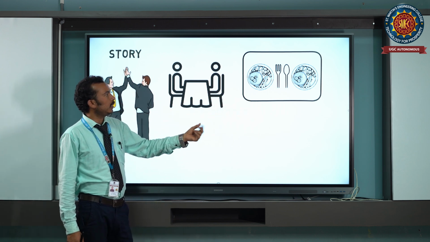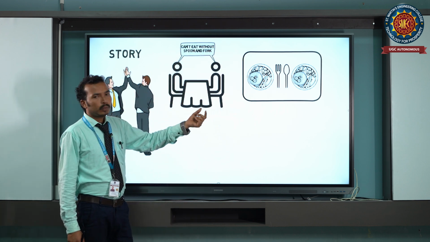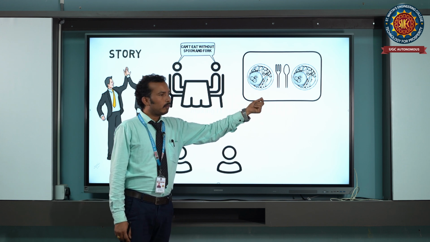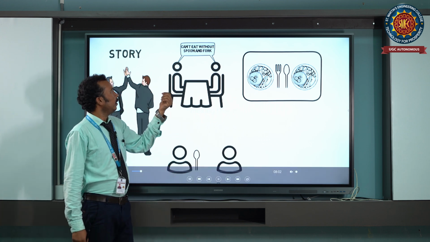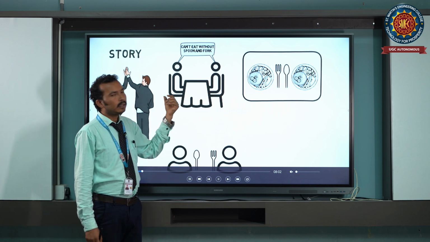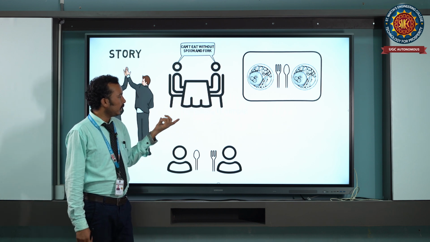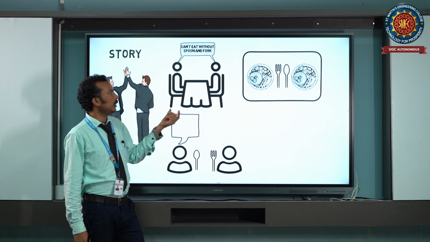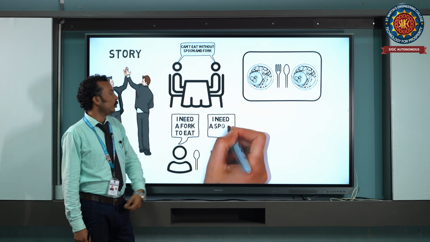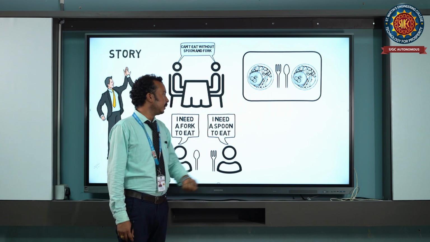Only two spoons are there. To eat, they need to use both spoons at a time. If one spoon is used by one friend and the other spoon is used by the other person, then they won't be able to eat the meal. In this case, both are hungry and waiting for the resources, the spoons. Only when they have both spoons can they complete their ordered food and eat.